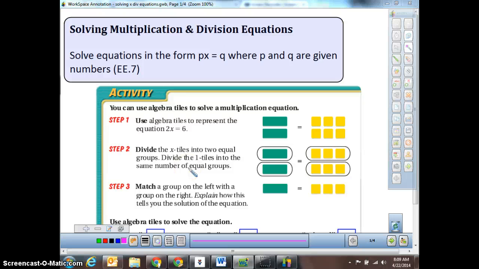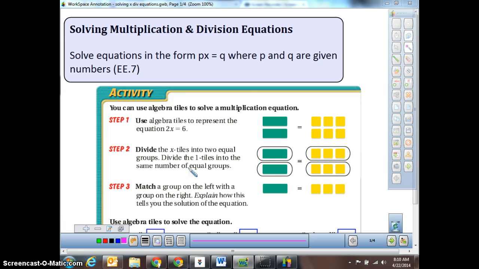Hey, today we're moving on to solving equations that involve multiplication and division. In our past couple of lessons, we've been working on solving equations that work with addition and subtraction. And we talked about how addition and subtraction are kind of opposites of each other, that they undo what's happening.